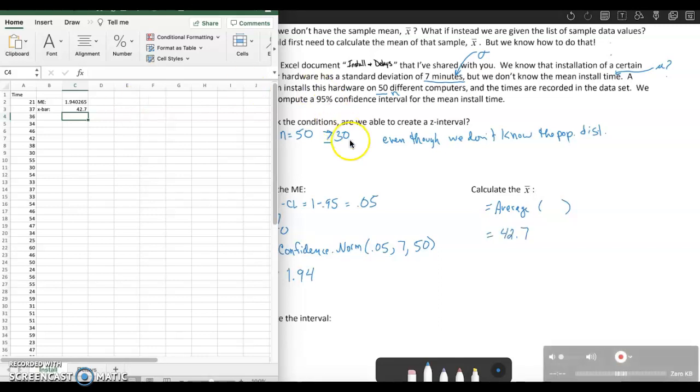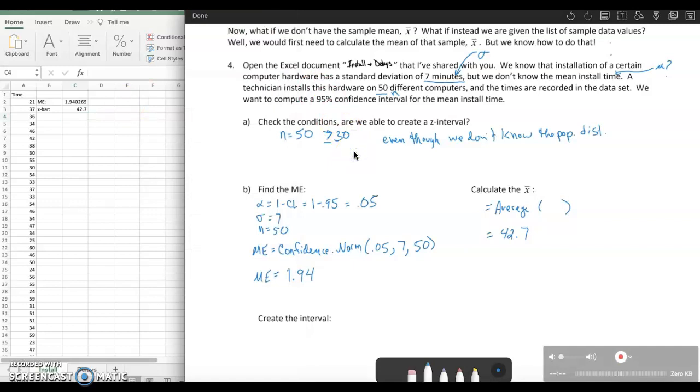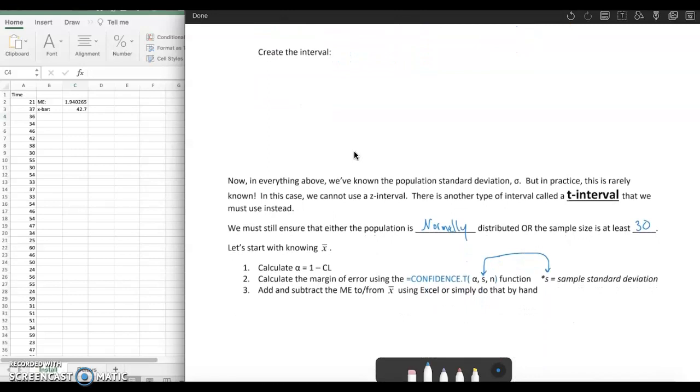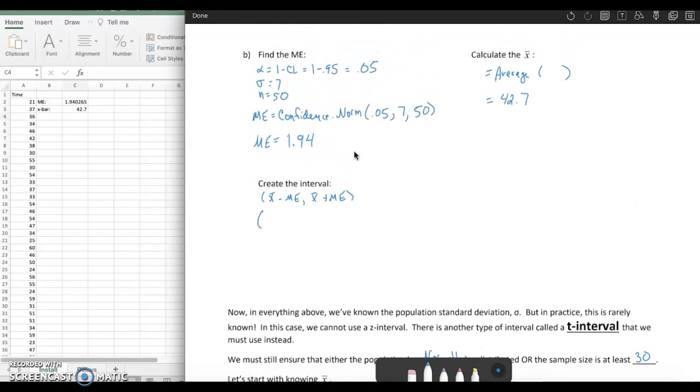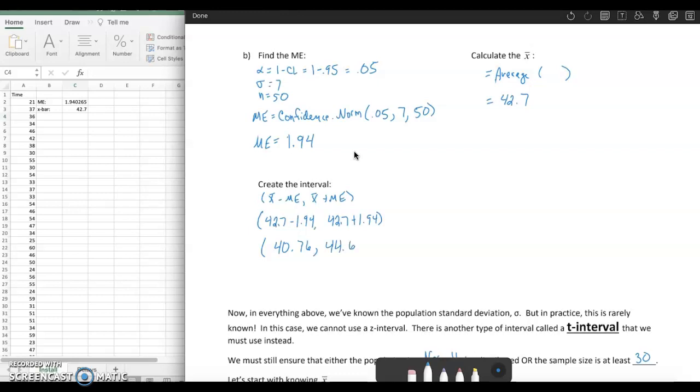And now we have everything that we need to go on back here and calculate the interval, because we know that the intervals are created by doing X bar minus the margin of error for the lower limit and X bar plus the margin of error for the upper limit. So using the calculations we just did, this would be 42.7 minus 1.94, comma 42.7 plus 1.94. And calculating that out, we get 40.76, comma 44.64. So that's the confidence interval.